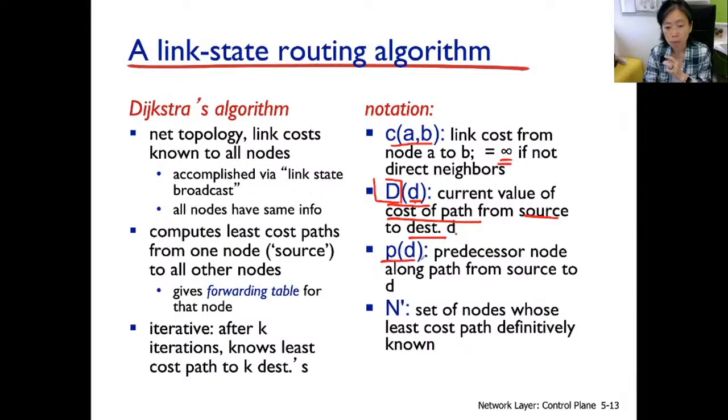Now, p(d), d again is the destination, and p(d) indicates, for this router to reach the destination d, along all the routers on the path, what is the previous router before reaching d? The predecessor node along the path until reaching d. And N prime is the set of nodes whose least cost is already known.